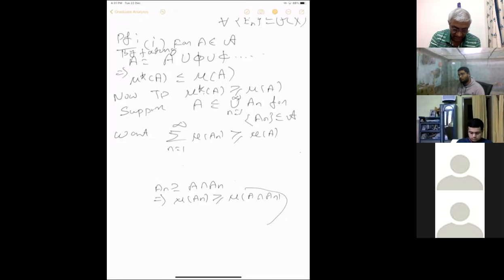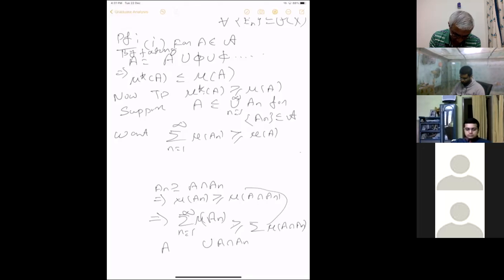We have An contains A intersection An. So mu of An contains this. So this implies the summation of mu of An, n equal to 1 to infinity, is greater than or equal to the summation of mu of A intersection An. Okay. But A is contained in the union of A intersection An. I mean, it's equal to that, sorry.